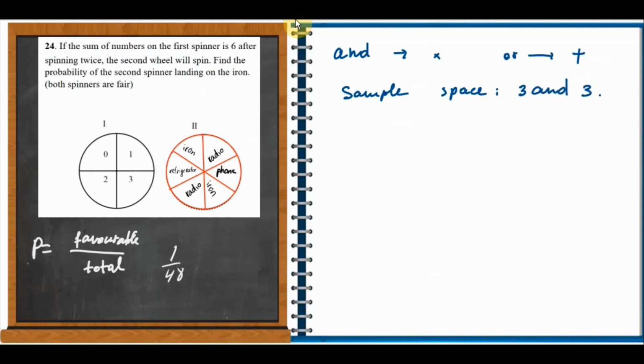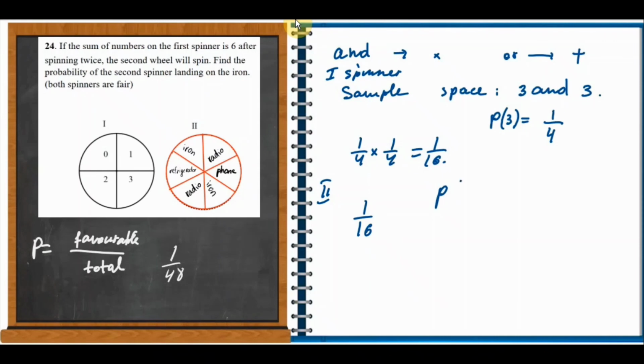The probability of getting 3 is 1 over 4, since we have one 3 out of 4, and the probability of getting 3 again is 1 over 4. 1 over 4 times 1 over 4 is going to be 1 over 16, and that's for the first spinner. For the second spinner, after getting 1 over 16 as the probability of getting 3 and 3, we must find the probability of getting iron.